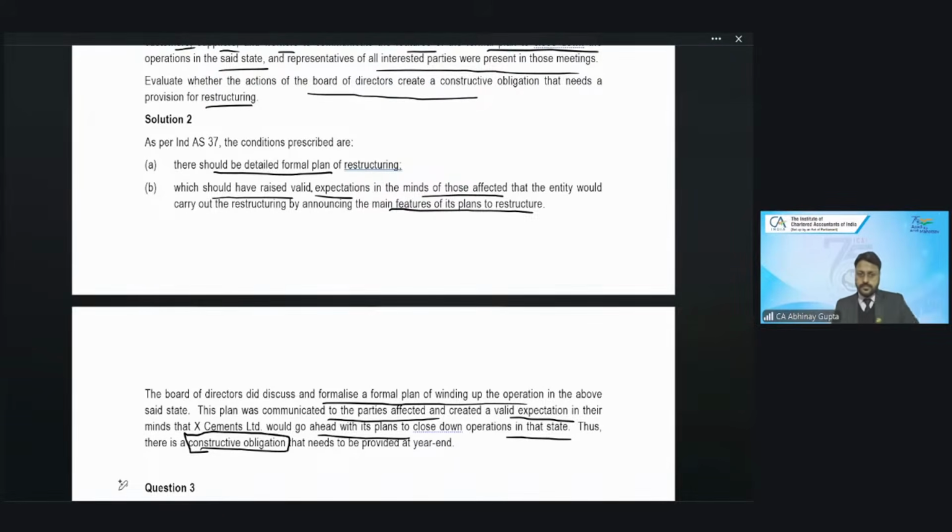Yes, sir. So we will focus upon present obligation arising either out of the legal obligation or out of the constructive obligation. But if the obligation is not present but future, then provision would not be recorded. So provision will only be recorded for the present obligations and not the future obligations. Correct? Yes, sir. Any doubts?